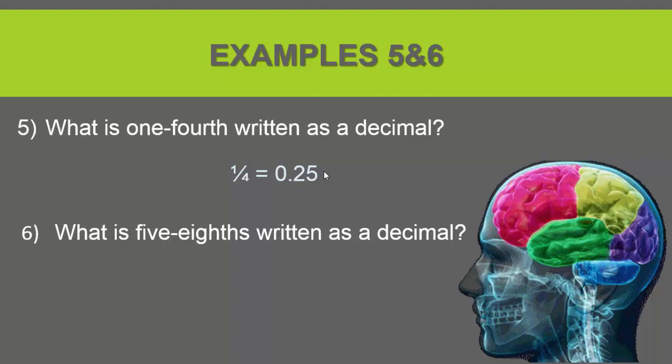In example number 6, we're asked what is 5/8 written as a decimal. So here, again, we have to figure out what the words mean. 5/8, write it as a fraction, and then work it out as a decimal. So let us go to the whiteboard and work this out. In example number 6, we figured out what the words meant: it is 5/8.